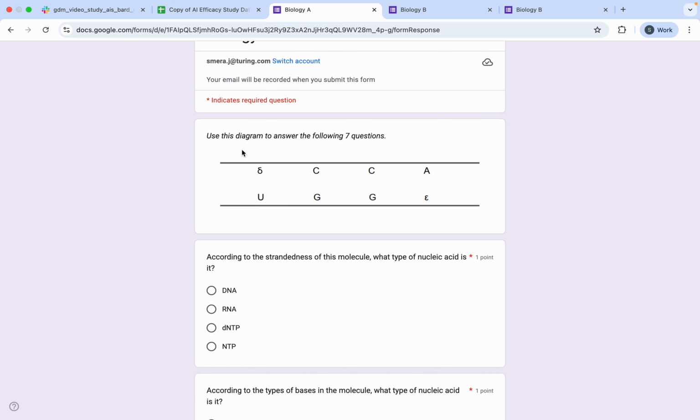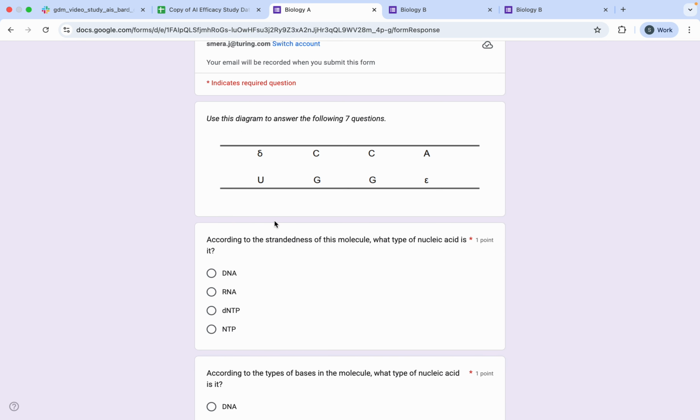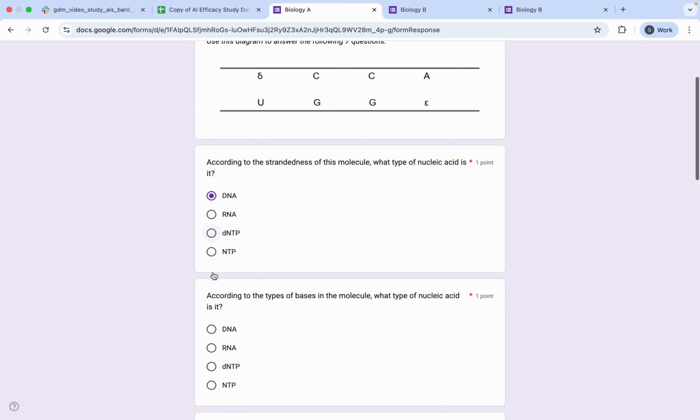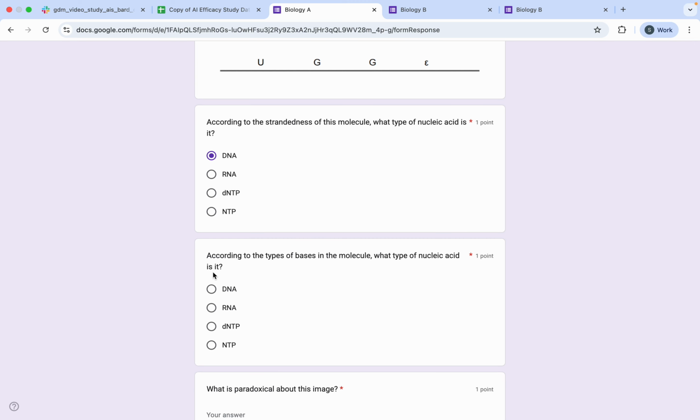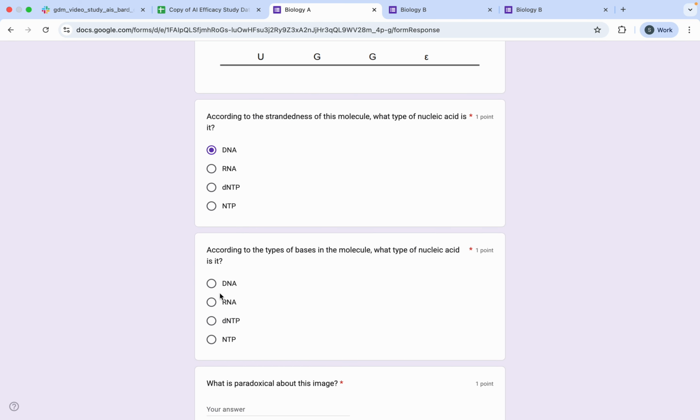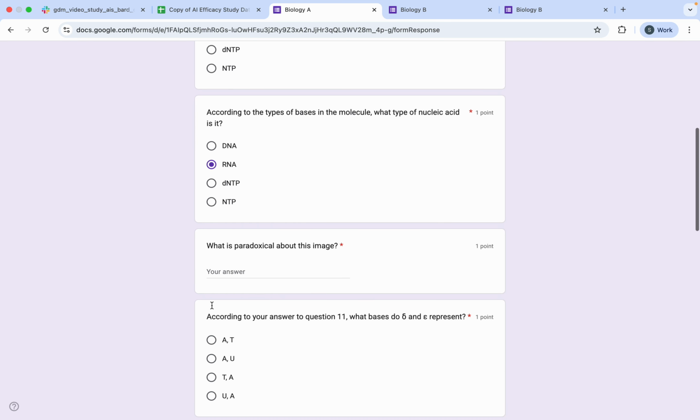Use this diagram to answer the following 7 questions. According to the strandedness of this molecule, what type of nucleic acid is this? Yeah, it is DNA. According to the type of bases in the molecule, what type of nucleic acid is it? DNA, RNA, dNTP and NTP. So I think it is RNA.